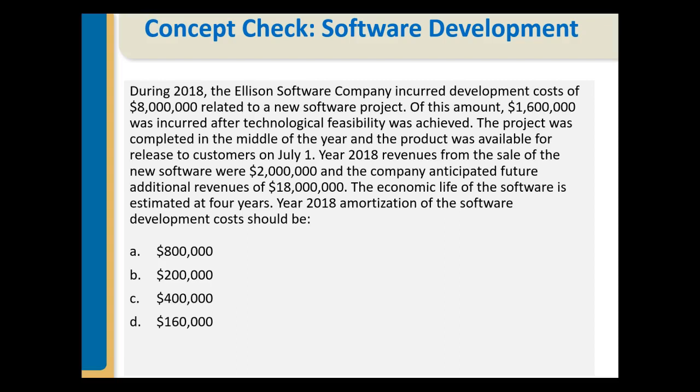So let's look at another concept question. During 2018, the Ellison Software Company incurred development costs of $8 million related to a new software project. Of this amount, $1,600,000 was incurred after technological feasibility was achieved. The project was completed in the middle of the year and the product was available for release to customers on July 1st. Year 2018 revenues from the sale of the new software were $2 million, but the company anticipates future additional revenues of $18 million. The economic life of the software is estimated at 4 years.